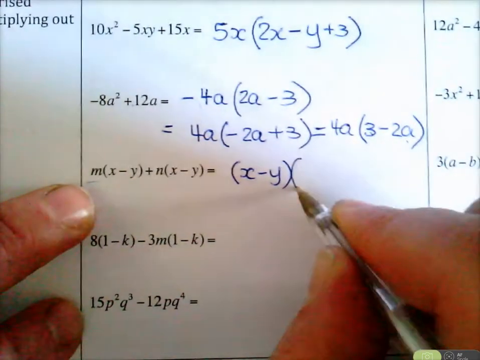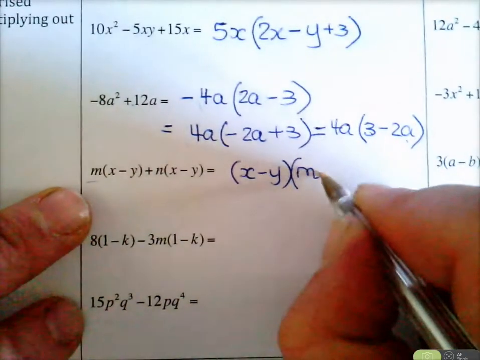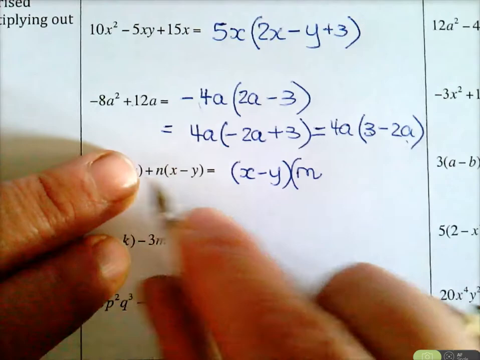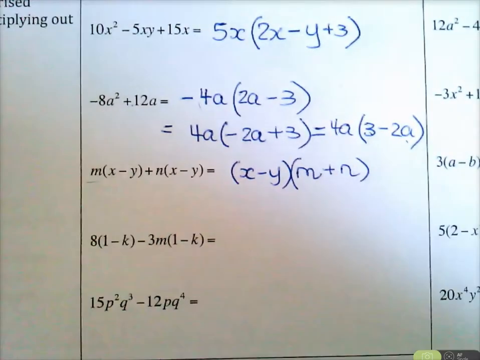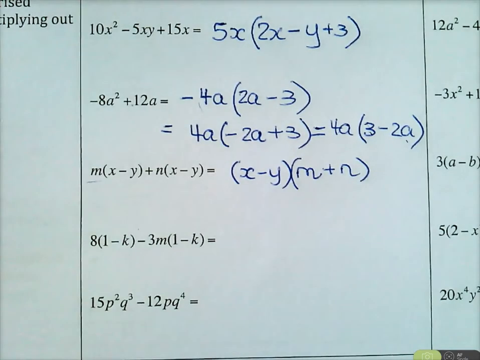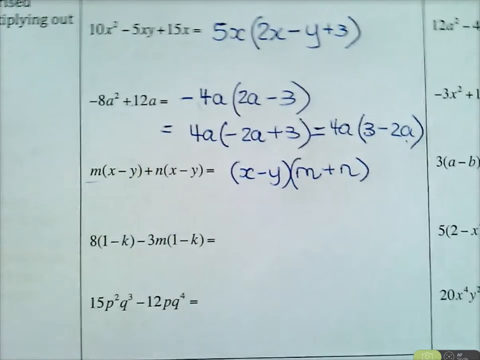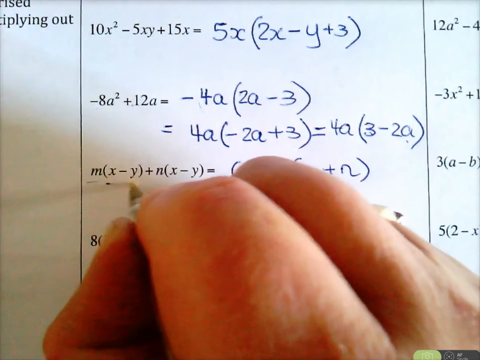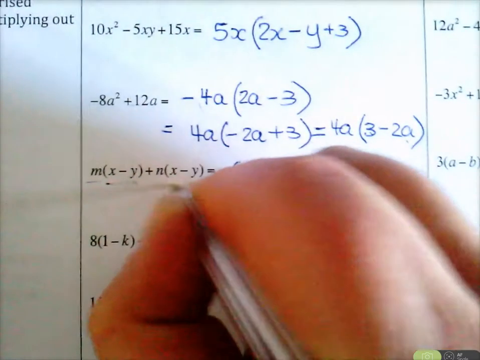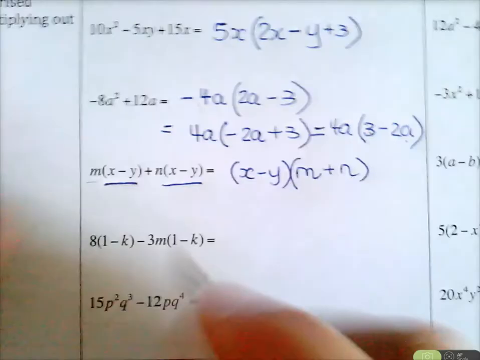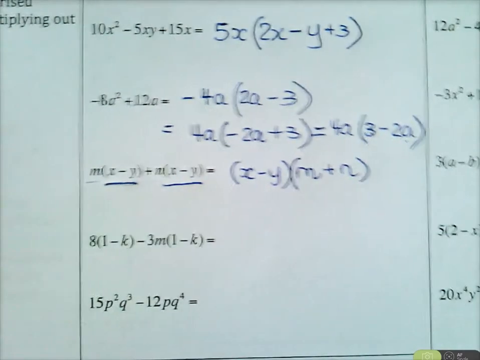What's missing from the first term? The m. And so that's done. What's missing from the second term? Plus n. So girls, I'm going to underline what I pull out. I've pulled out the x minus y and I've pulled out the x minus y. Look what's left. M plus n.